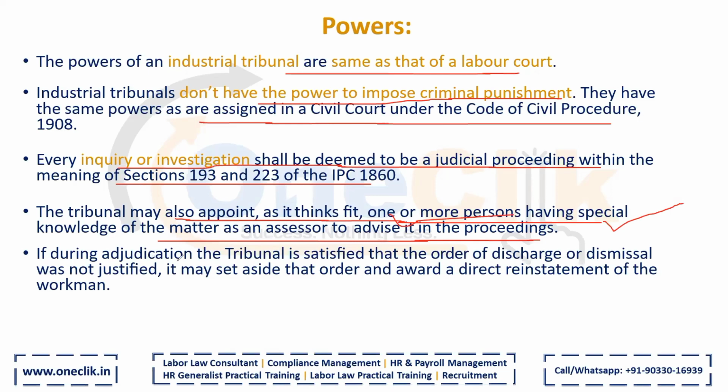And if during adjudication the tribunal is satisfied that the order of discharge or dismissal was not justified, they can order and award direct restitution to the workman. Right? If wrongly dismissed or discharged and it was not justified, they can order and give an award. Award means judgment under the labor law to the workman directly. ये भी उनके पास power है. Those are the powers of the industrial tribunal.